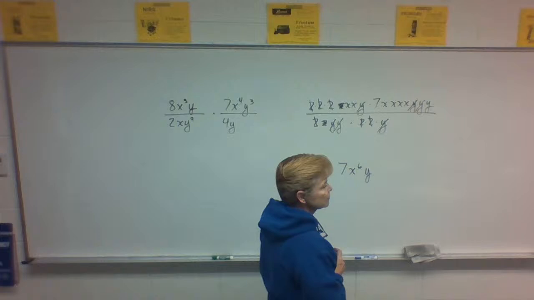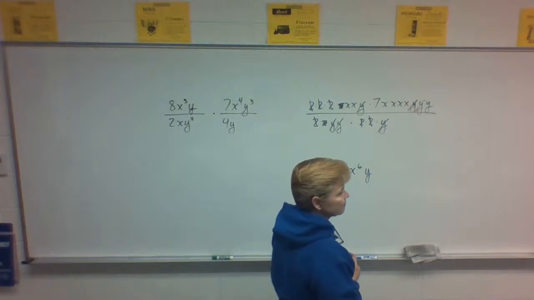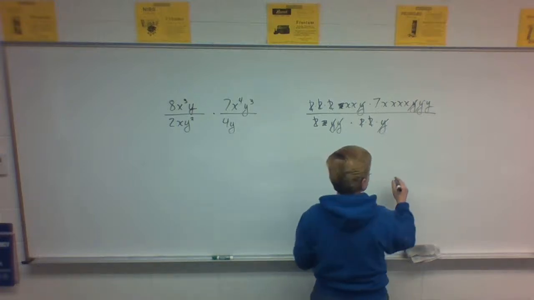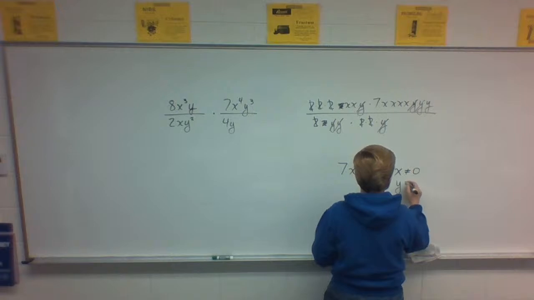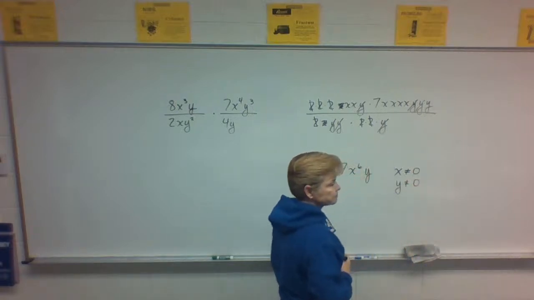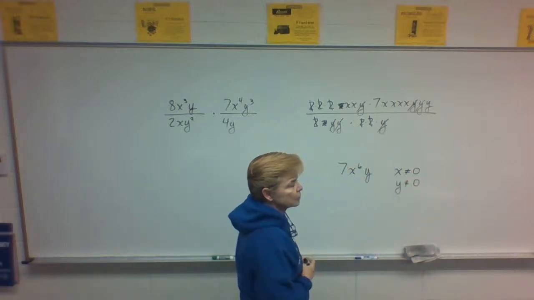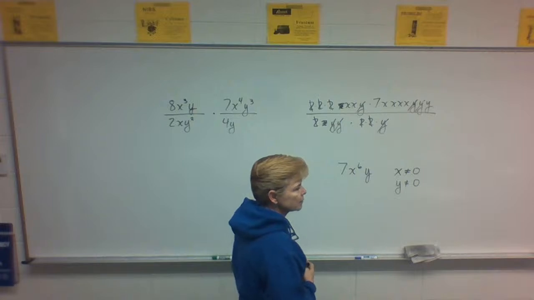So this is the answer. What restrictions? Would it be that x and y can't equal 0? X cannot equal 0, exactly, and y cannot equal 0. Since they're two different variables, you have to write them as two separate things. You can't write "x and y cannot be 0," unless you wrote it out in words that way, if you wanted to. This is the way they expect it.